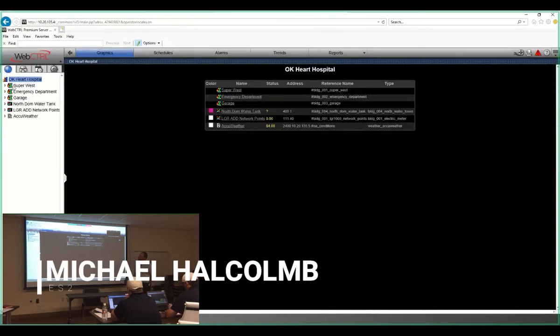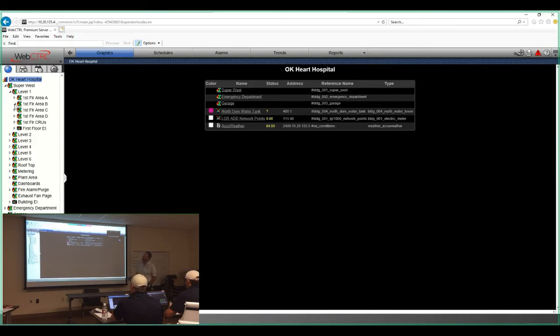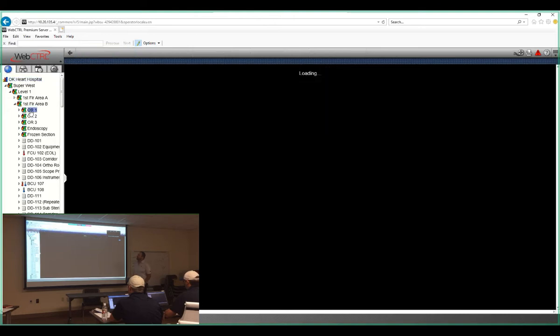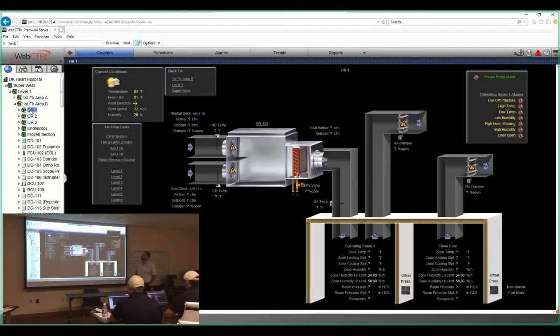So let's jump down to the first floor, level 1, area B. B is the area Joe just showed on the map. What we've done is build the graphics to show the actual equipment that controls room pressurization. Inside this room, you'll see the operating room and the clean core. The operating room has a reference into the clean core, and the clean core has one to the hallway, so you can see the pressure references to each one.